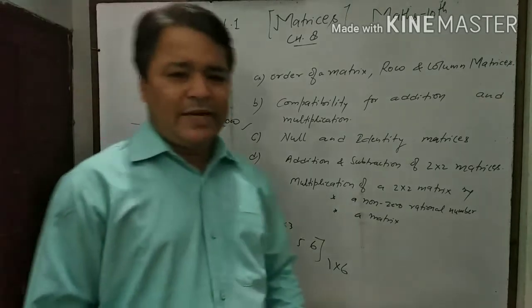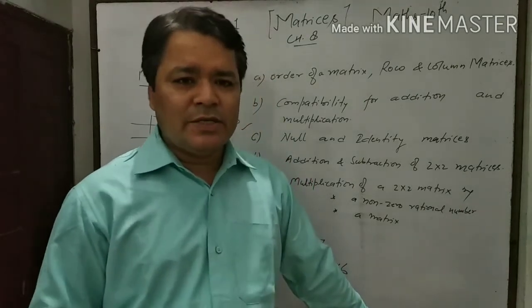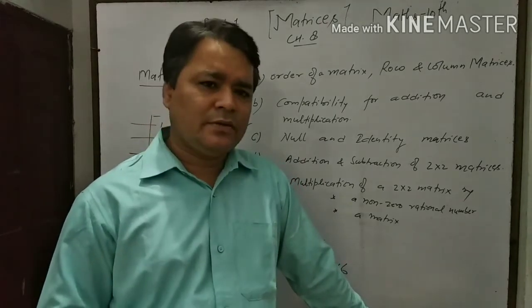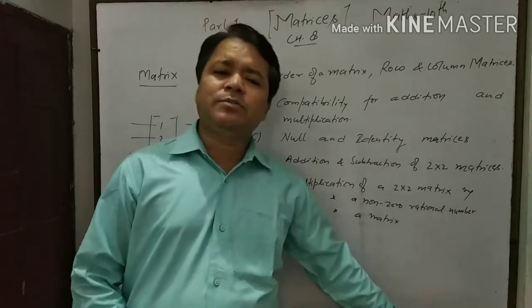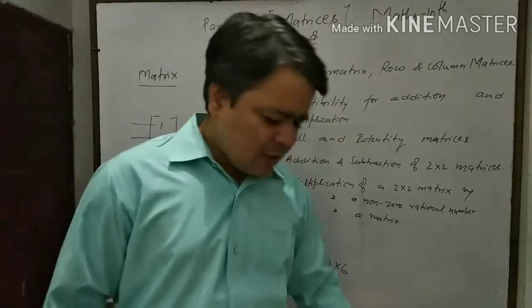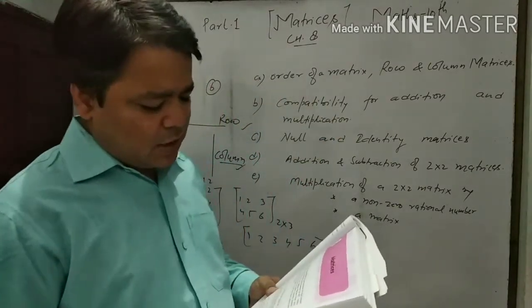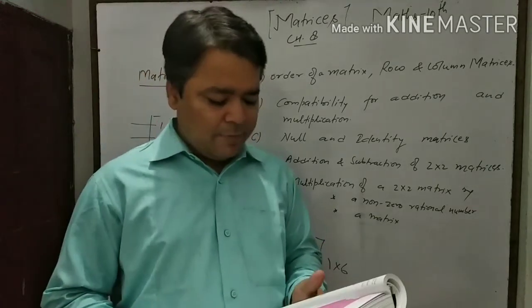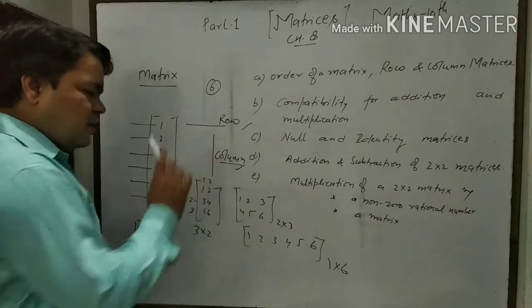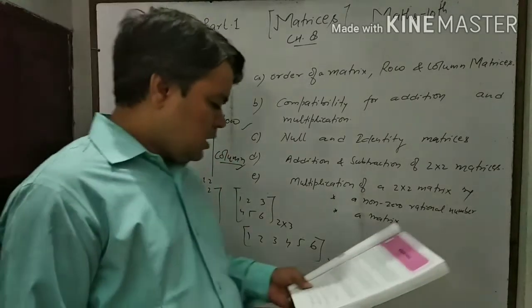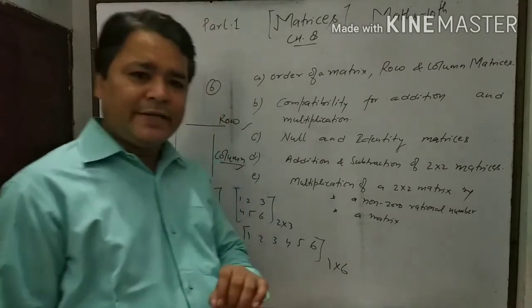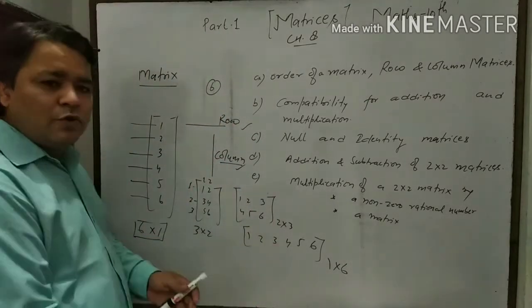So what is a matrix? A matrix is an arrangement in the form of a rectangle or a square, or simply we can say a rectangular arrangement of numbers is called a matrix. The rectangular arrangement of numbers in the form of horizontal and vertical lines is called a matrix. I told you the horizontal line is called a row and the vertical line a column. Now, what is the order of a matrix? We should discuss that.